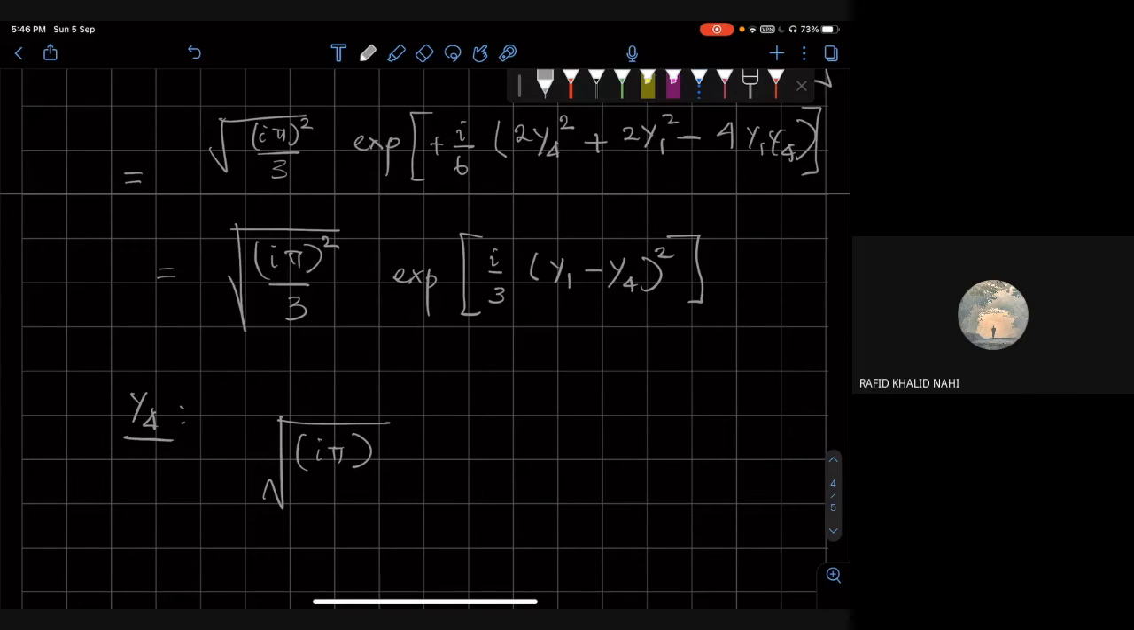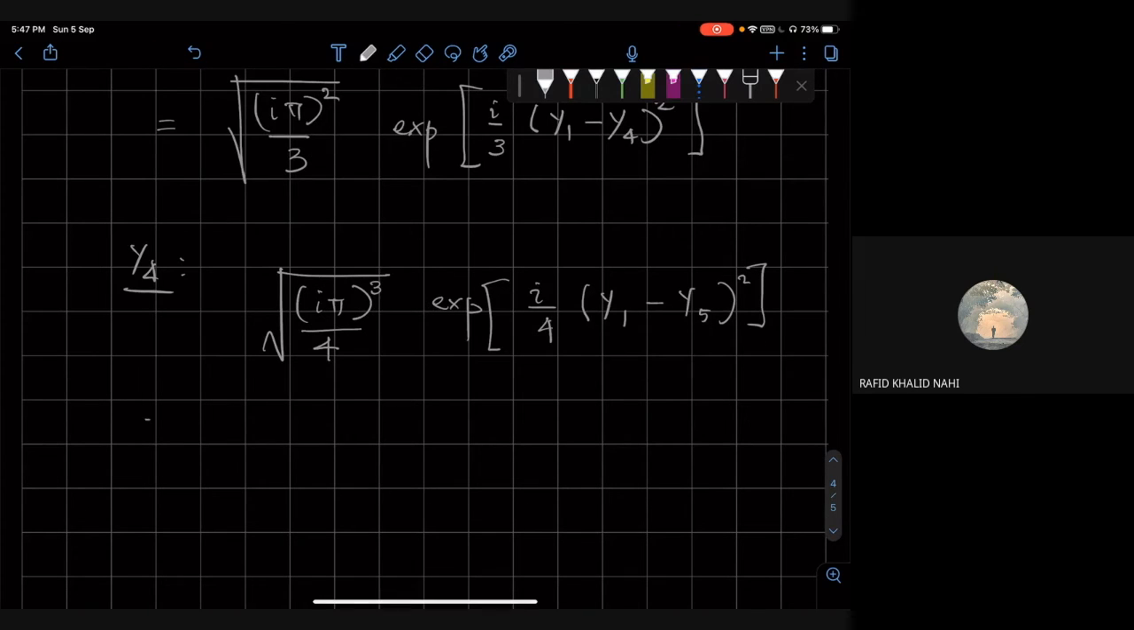Inductively, it should be 3. And over here, what will be the denominator? 4. Okay. And in the exponential, what will be the denominator for the... i by 4. Right. y1 minus y5. Right, exactly. Okay.